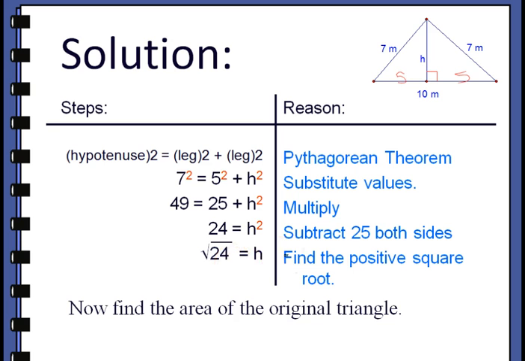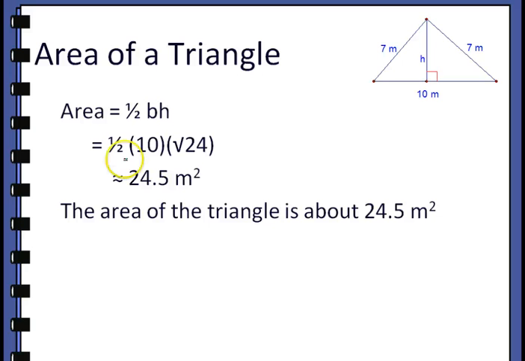And so now to find the area of the original triangle, we're just going to use the equation 1/2 base times height. And so in this case, it's 1/2. The base is now the whole base, 10. The height is rad 24. And we could have either called this 5 rad 24, or we could simplify rad 24 to 2 rad 6, right? So we'd call it 10 rad 6, or we could approximate it to 24.5. All right.